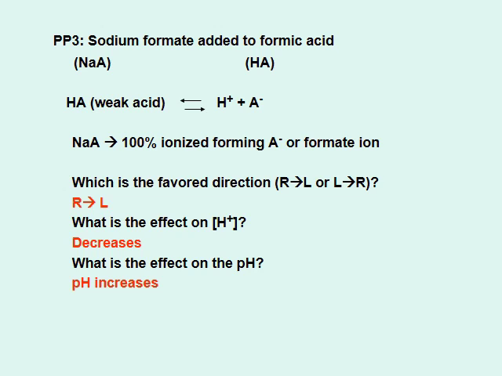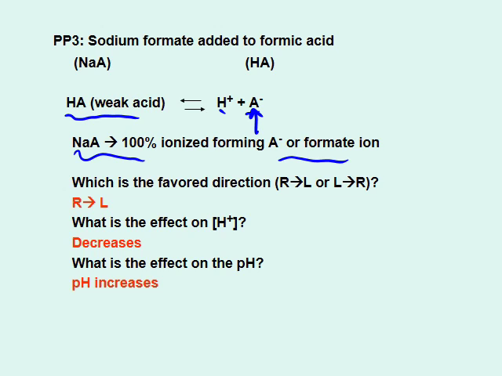Sodium formate: again, this is the weak acid HA, splitting into H plus and A minus, and only partially, because it's a weak acid. If I'm adding sodium formate, a sodium salt, as I mentioned, 100% of the sodium would come out of it. So you'd have formate ion, A minus. As soon as you add sodium formate, the formate ion concentration would increase in the solution.